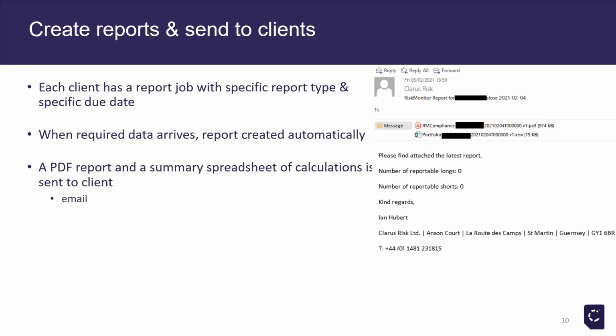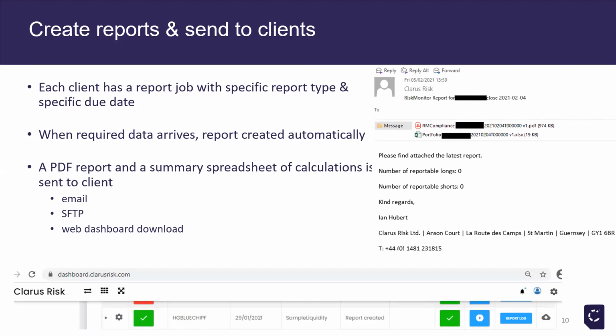Here I have an example of an email sending a compliance report to a client, where automatically the code also adds some summary that this client is interested in learning very fast. So in this case, there's a number of reportable long positions and a number of reportable short positions. And here I have a screenshot of the web dashboard where the client can download the report created, in this case a liquidity report, using the download button, which is shown by the little cloud with an arrow.